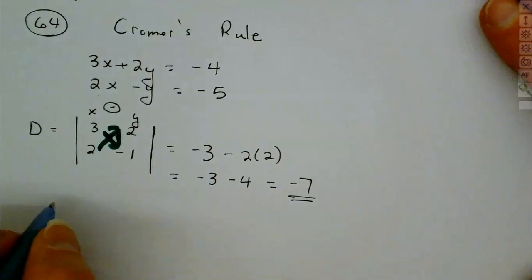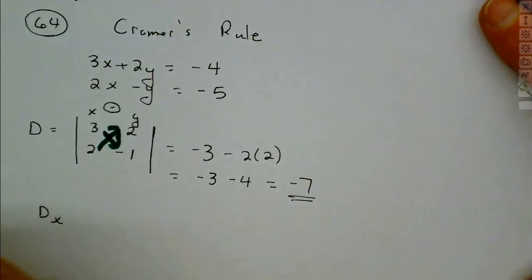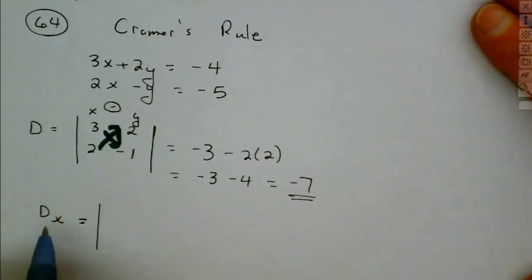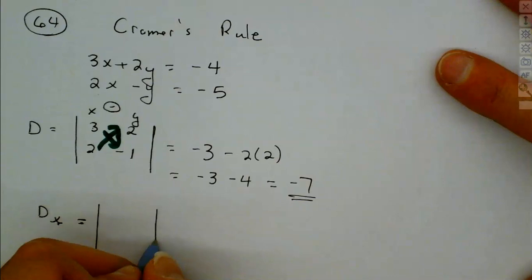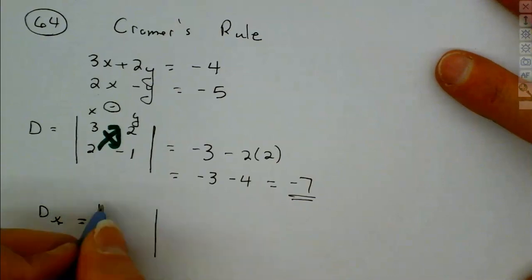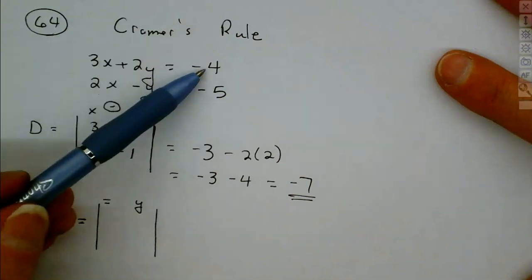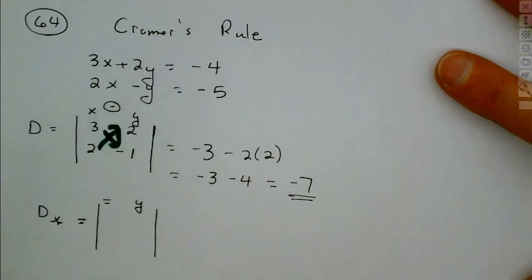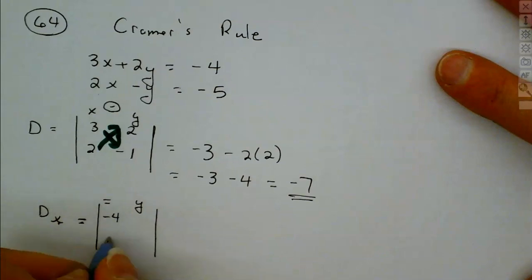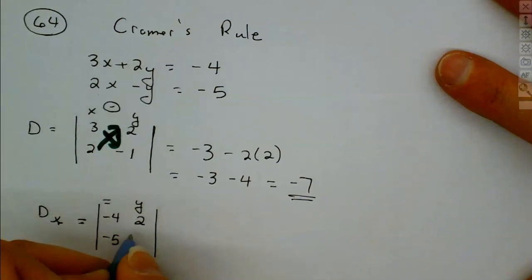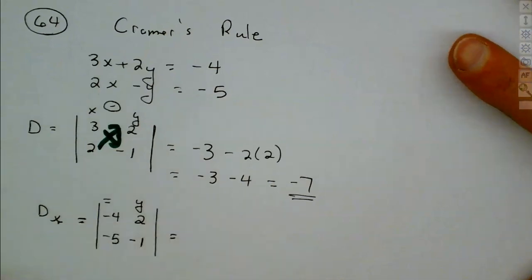Now we do the next one. So we need to do Dx. And for Dx, whatever variable is down below, the subscript, gets replaced with the equals values. So for Dx, we replace the x with the equals values and we plug in the values for y. So what's on the other side of the equal bar? Minus 4 and minus 5. What are my y values? 2 and minus 1. Now calculate that determinant out.